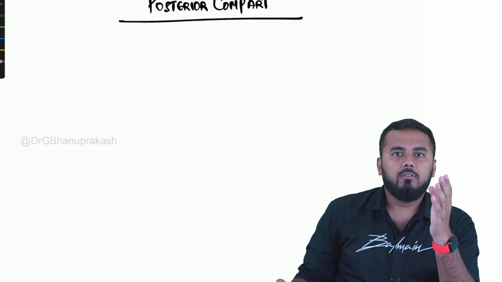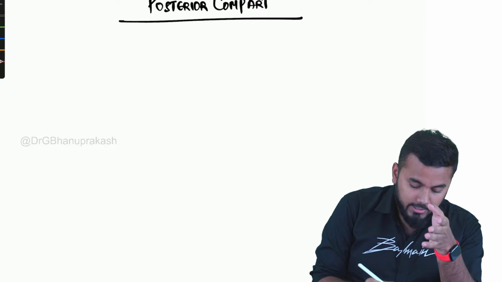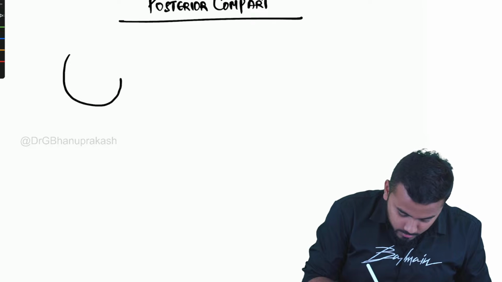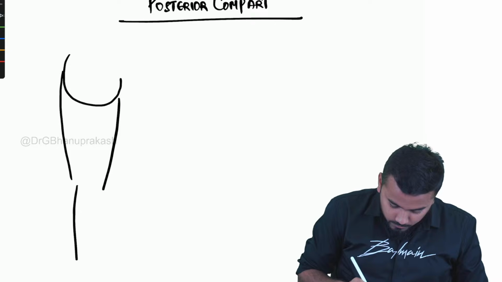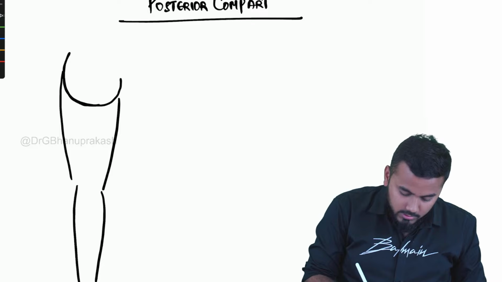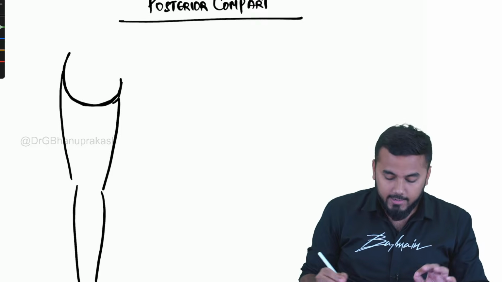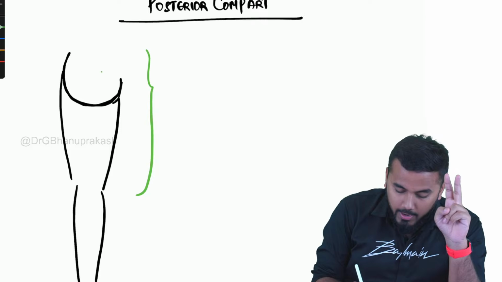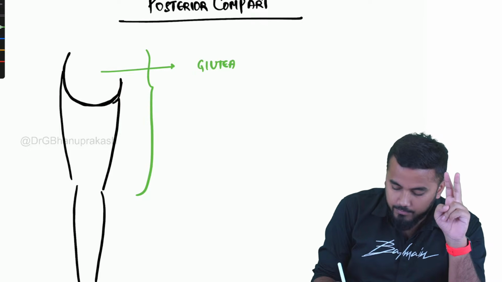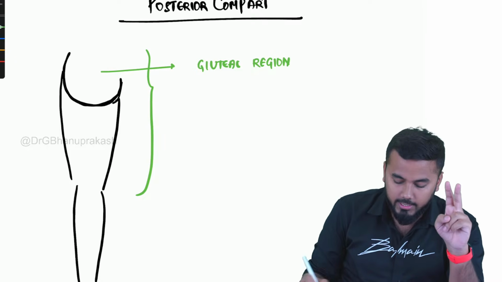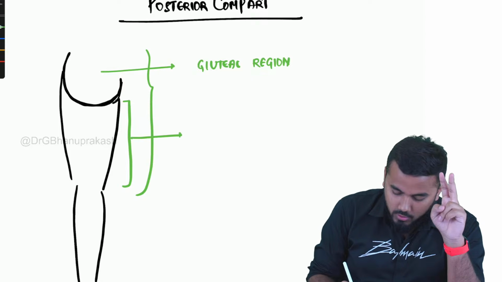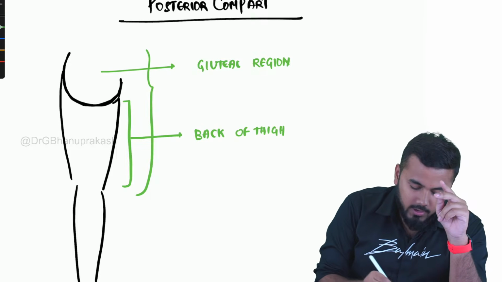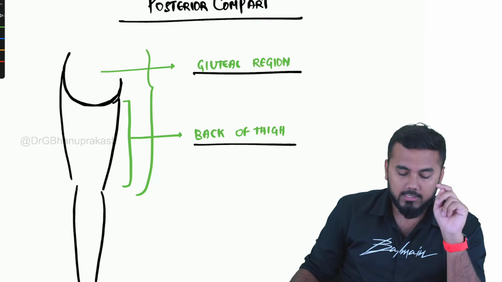Posterior compartment, when you look at someone's back, which you usually do, right? You find two things. This entire region is called as a thigh. In this thigh I see two things. This part is called as the gluteal region, and this part from here till here is called as back of thigh. So two things I see. One I call as a gluteal region, and the other one is called as a back of the thigh.